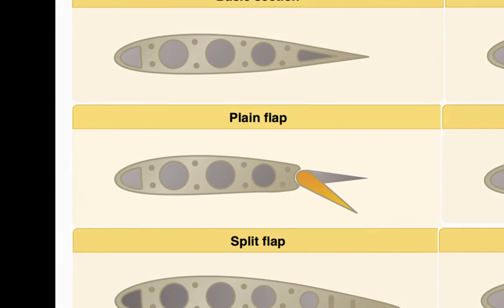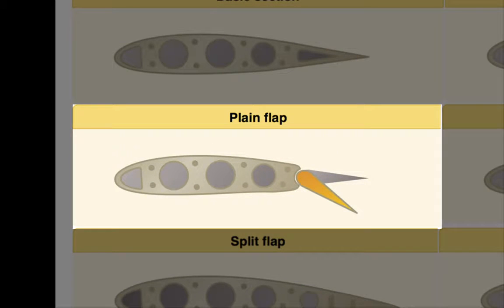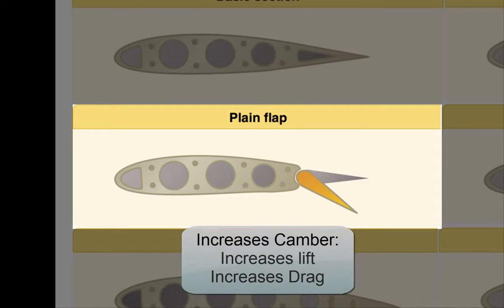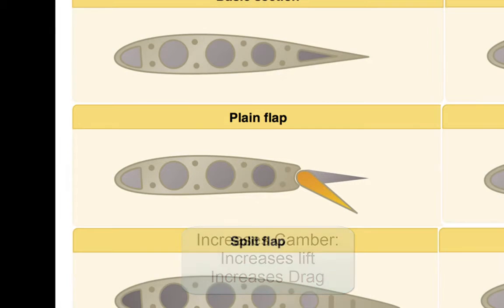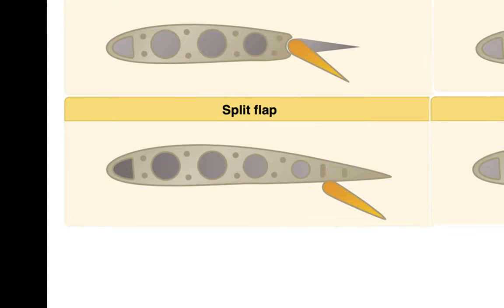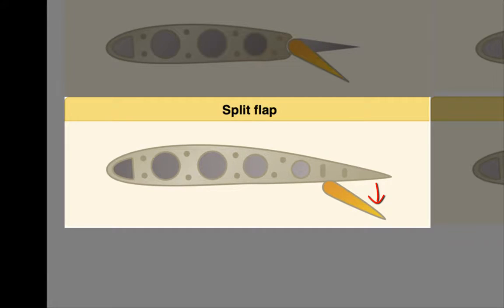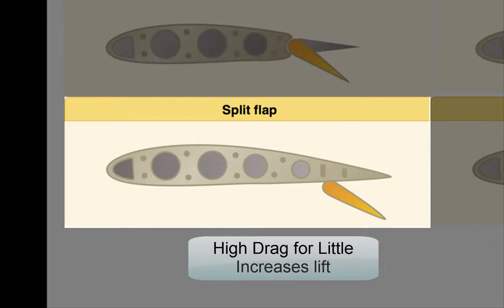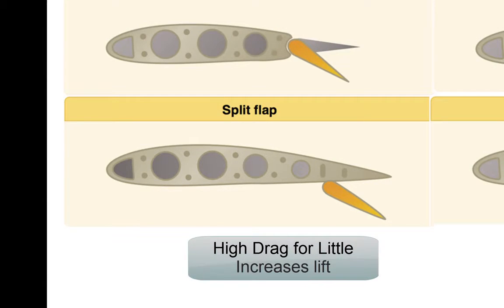The plain flap is the most simple of the flap designs. This design increases the camber of the wing, which causes greater lift, but also greatly increases drag. The split flaps deploy from the lower surface of the wing and increase lift slightly more than the plain flap. Both the plain and split flap designs cause high drag for little lift.